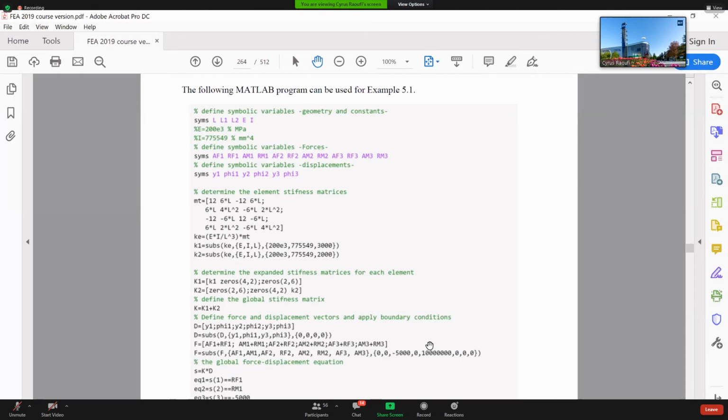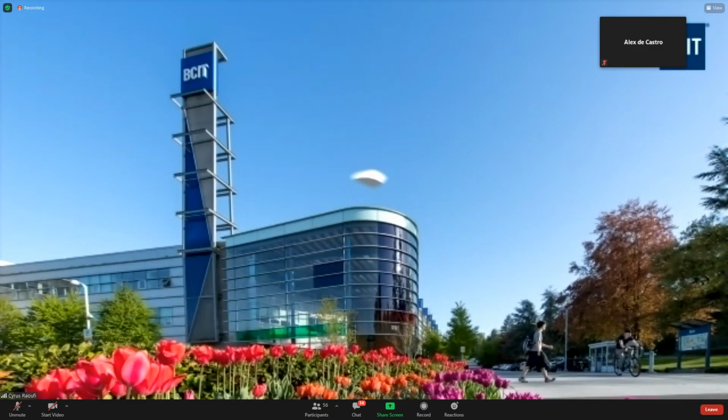Let me stop sharing and stop recording. All right, any question about material that I covered today? Again, we have time this week to go through this example during the lab session, but any question right now?